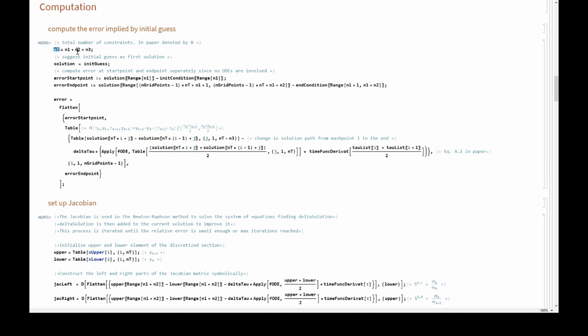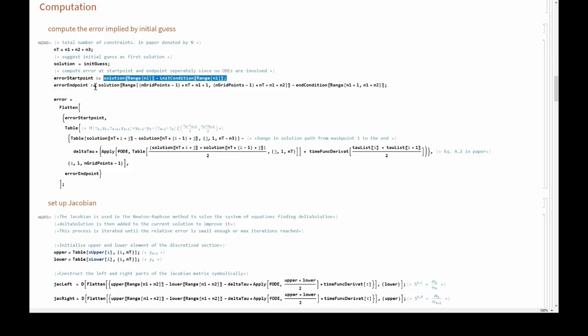Good, so nt is the total number of constraints we have. Then we say, okay, our first solution is our initial guess, and then we start calculating errors. And if you remember at slide 7, we saw that for the starting point and the end point, different conditions apply. For the grid points in between, it's quite the same, but for the first point and the last point in our discrete time grid, different rules apply. And this is why we calculate them separately.